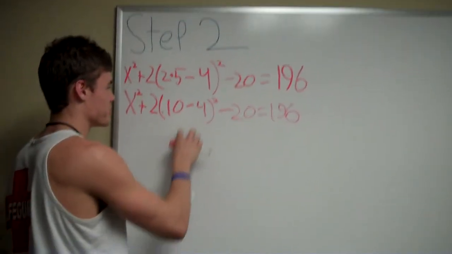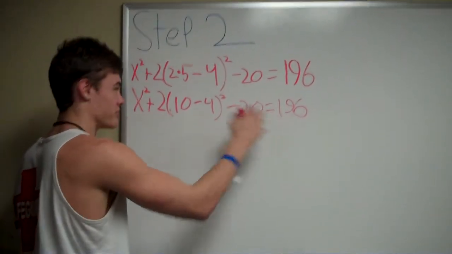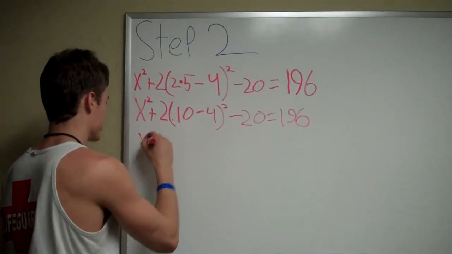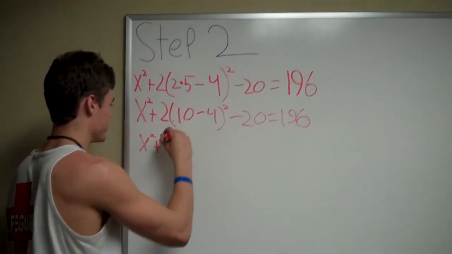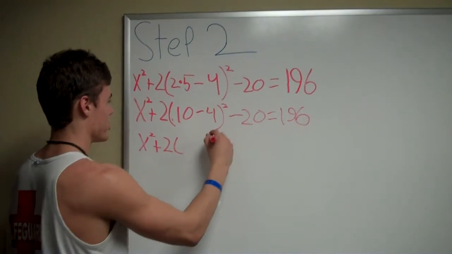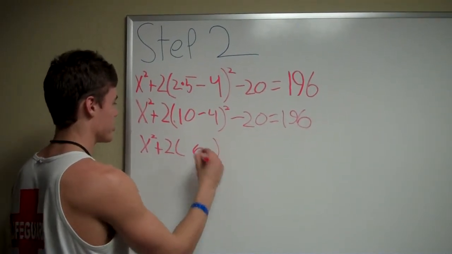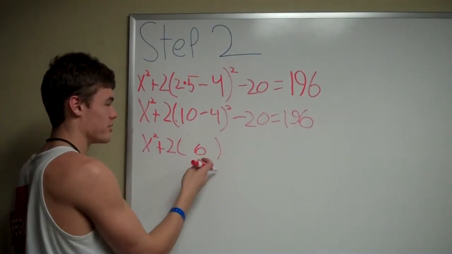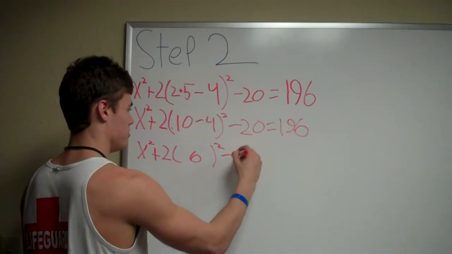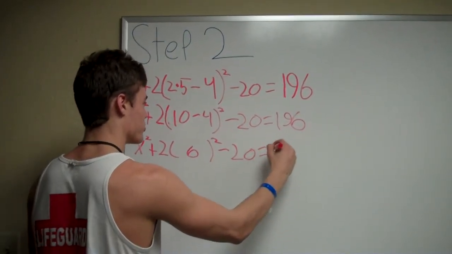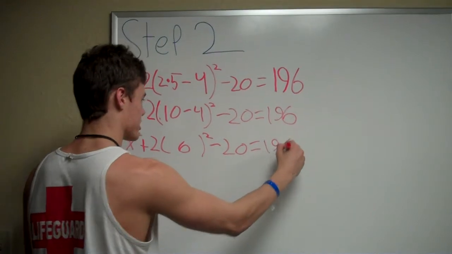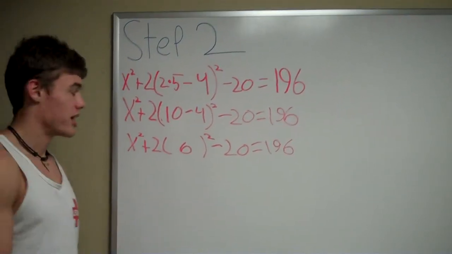Next, inside the parentheses, we'll do the minus without doing anything else. This comes down, that goes down, and this, 10 minus 4 equals 6. Minus 20 equals 196. That's our parenthesis step.